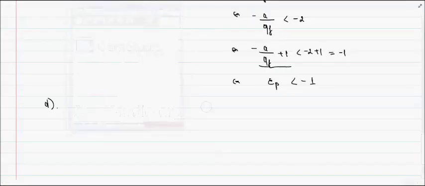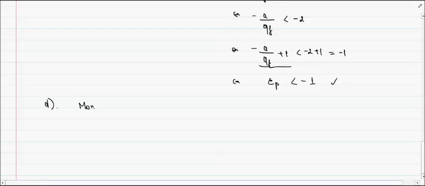Okay, so part D is asking you to use the result from part C to confirm that if the firm is maximizing profit, then the price will be bigger than A on 2B. We know that the monopoly is going to be maximizing its profit if it's producing on the elastic part of the demand curve, where the elasticity of demand is smaller than -1, which is the condition that we found in part C.